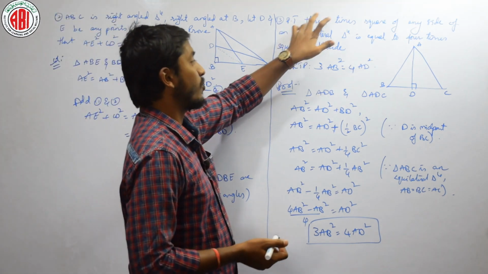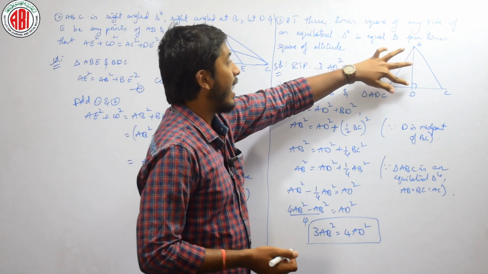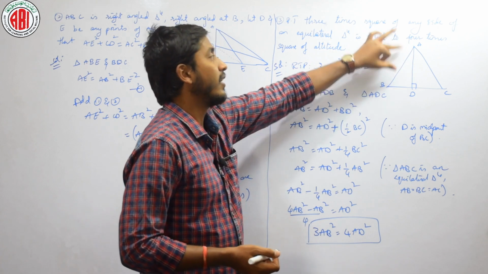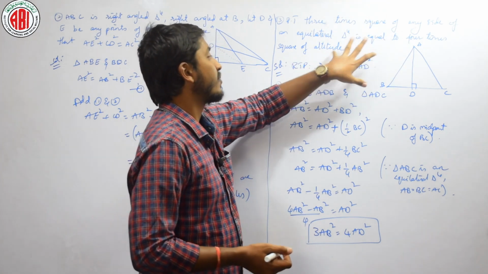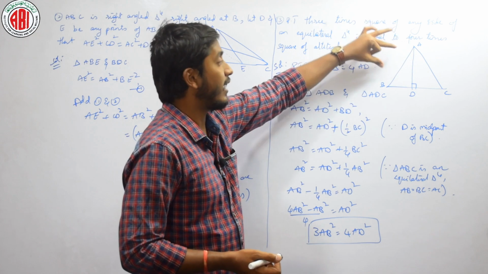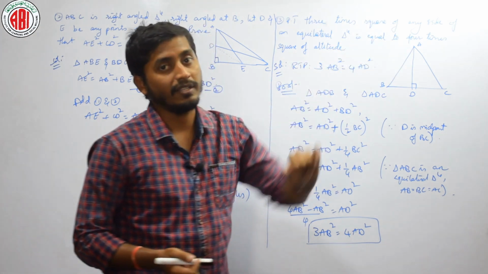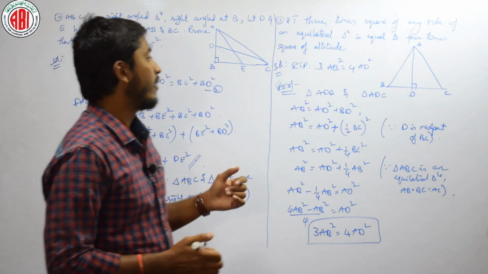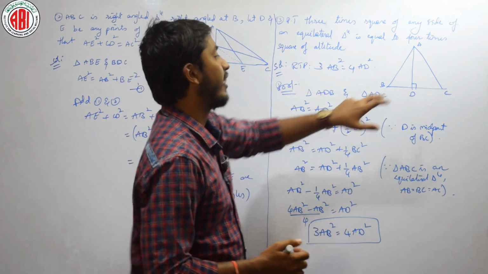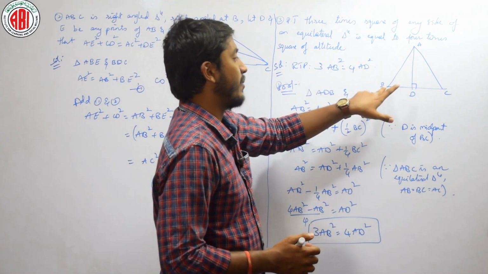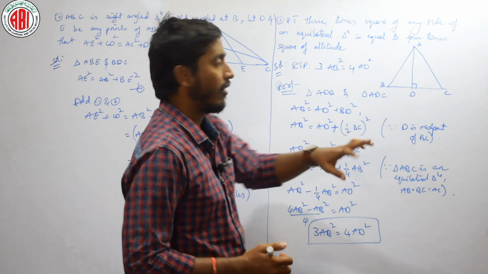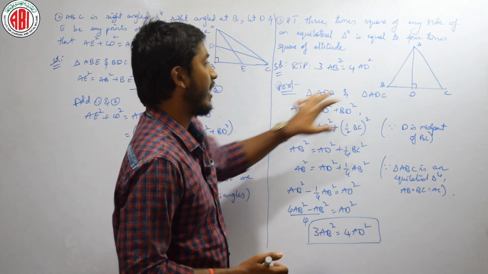He is asking us to prove that 3 times the square of any side is equal to 4 times the square of its altitude, that is 3 times AB square is equal to 4 times AD square. For that, I have written 2 right angle triangles, one is ADB and one more is ADC. I have considered only one right angle triangle, that is ADB.